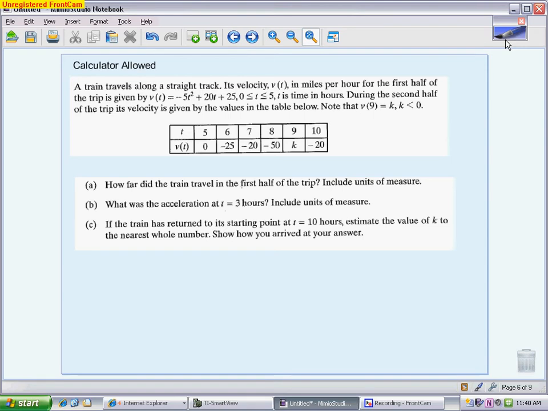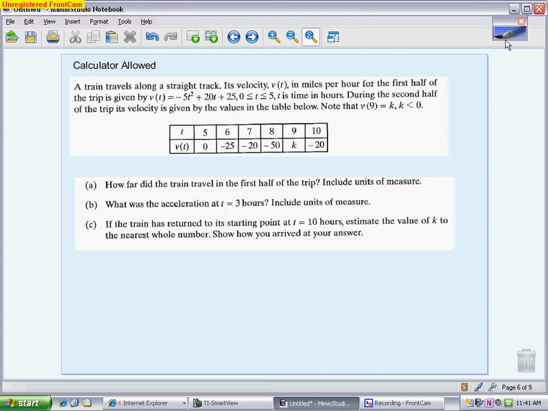So what we have is a train traveling along a track. Velocity is given in miles per hour for the first half of the trip by an equation, v of t equals negative t squared plus 20t plus 25. That's for the first 5 hours. During the second half of the trip, instead of an equation, they present a table giving the time from 5 to 10 hours and the velocity that goes with those times. They also have one unknown, a k value where they don't tell you the velocity, and that will come into play at the end of this problem.